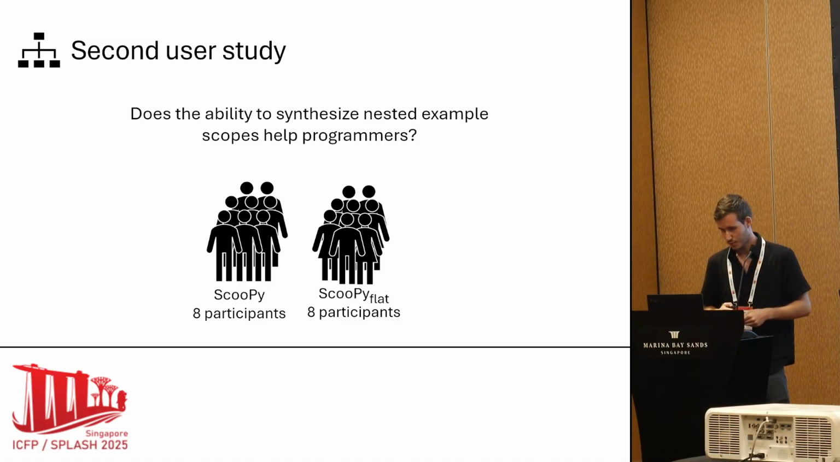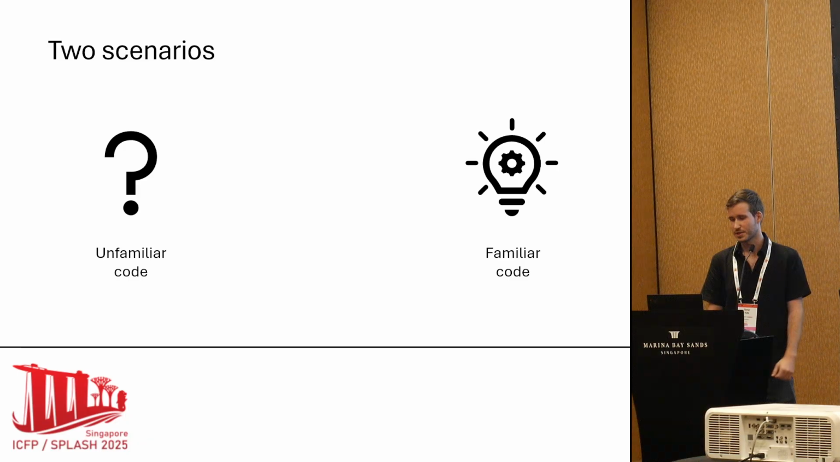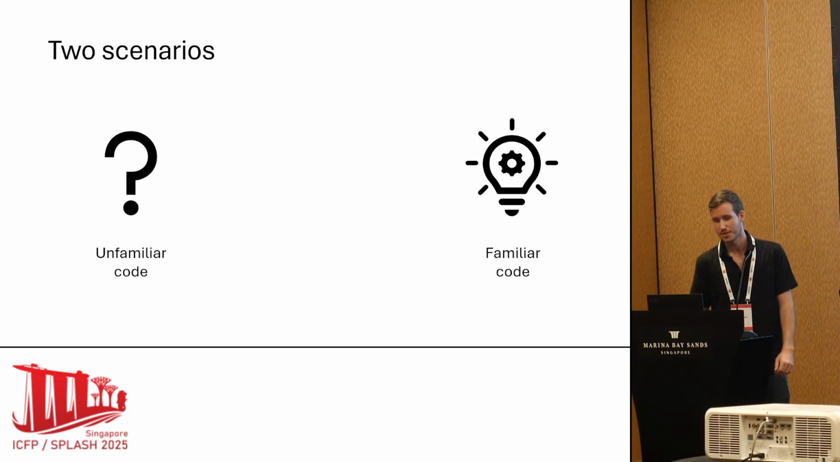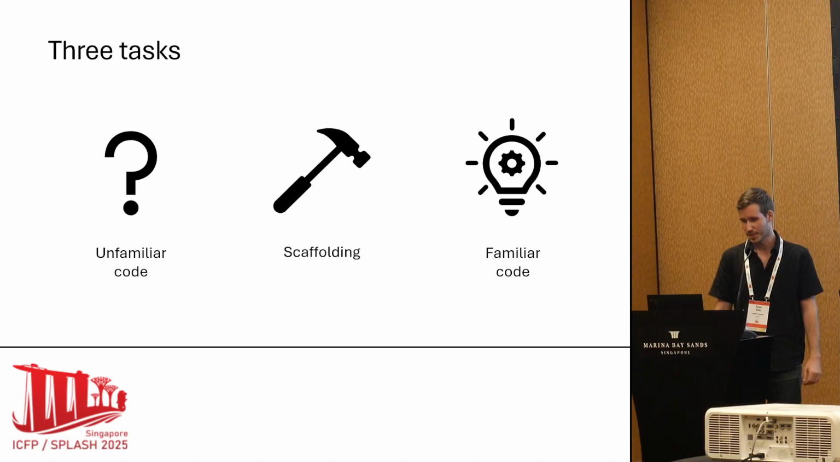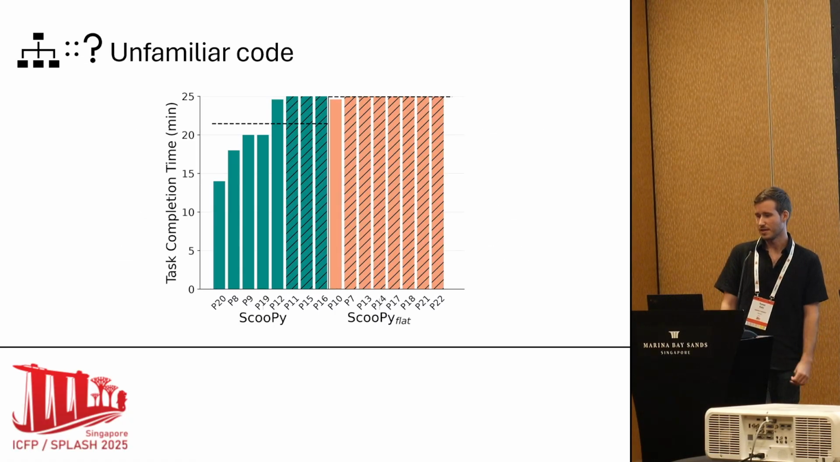The research question that we wanted to answer was, does the ability to synthesize nested example scopes help programmers? And help programmers in two scenarios. One, is it helpful with unfamiliar code? And another, is it helpful with familiar code? To create familiar code, we needed to add another middle task, a scaffolding task, where we ask participants to synthesize code, so we have some code that they are familiar with. So let's go to the first task, the unfamiliar task.